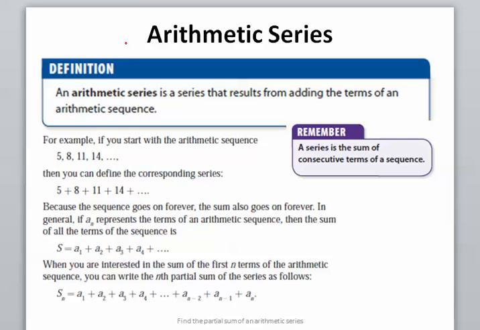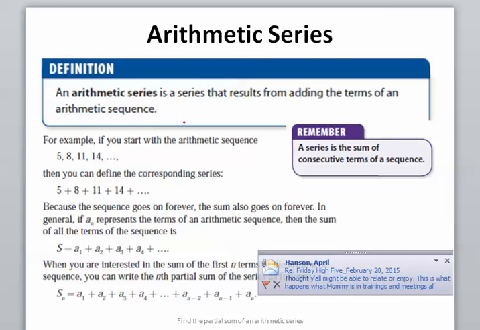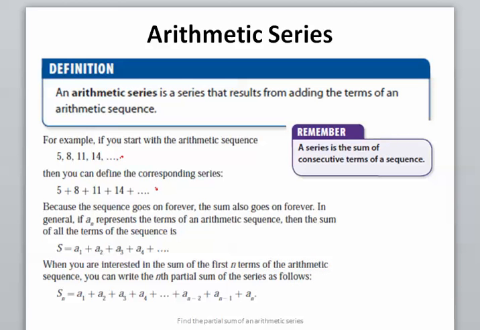I'm sorry, in an arithmetic series, the series that results from adding up the n terms of a sequence is called a partial sum. So if you start with this sequence here, then this corresponds to the series. Okay, you can define the sum of all those things right here.